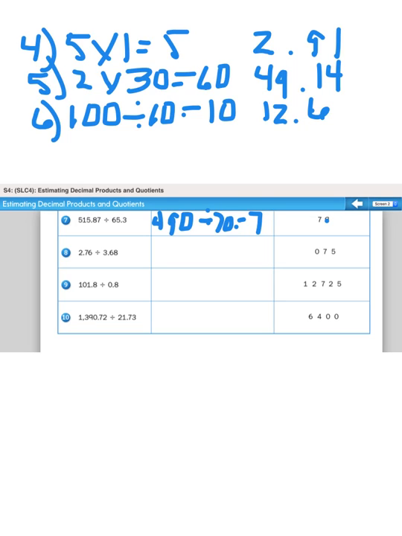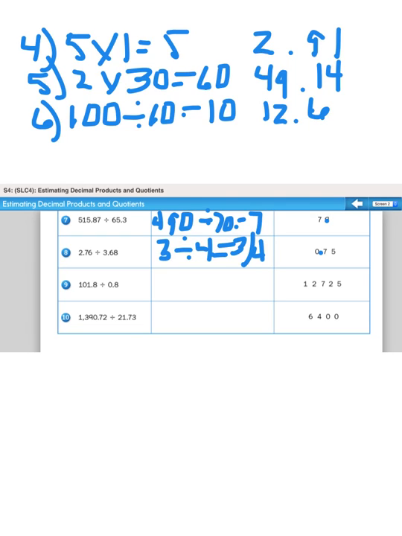Number 8, we're going to round 2.76 to 3, divided by 3.68. We're going to round that to 4, and that gives us an answer of 3/4 if we think of it as a fraction, which means the decimal point's going to go right there between the 0 and the 7 for 75 hundredths, because 75 hundredths is the same as 3/4.